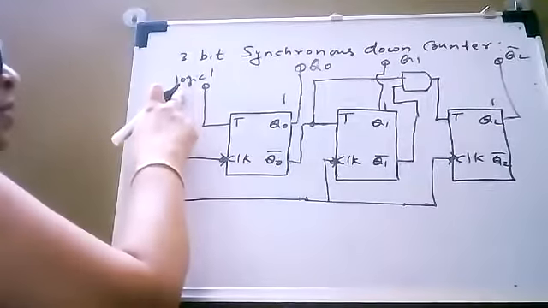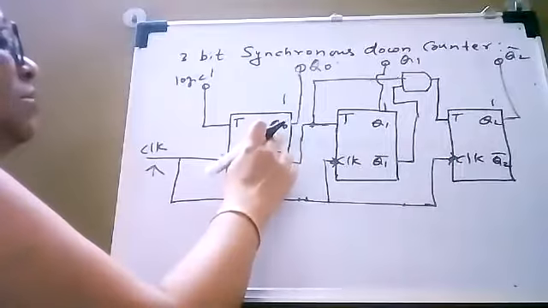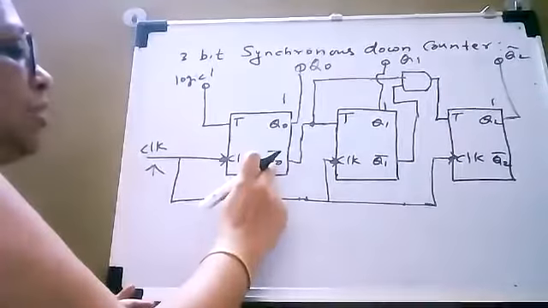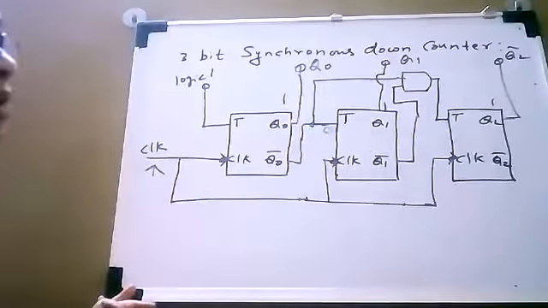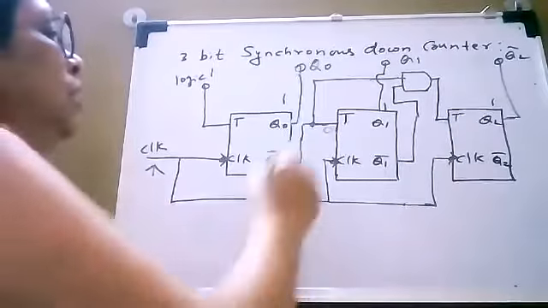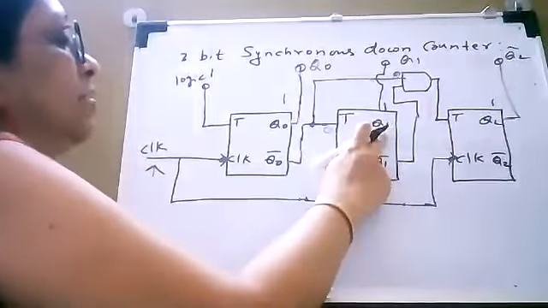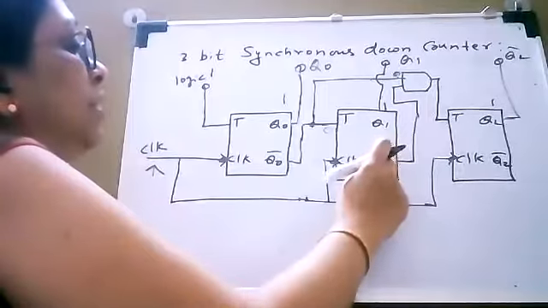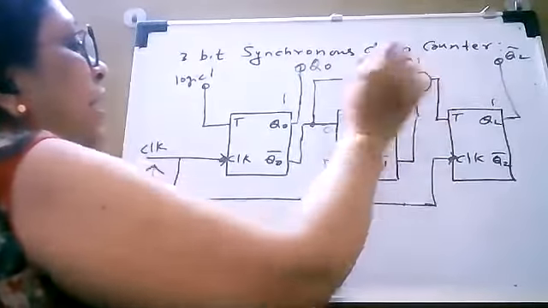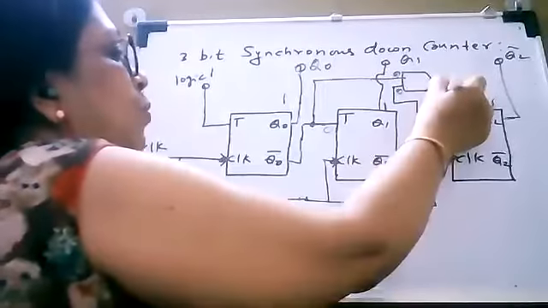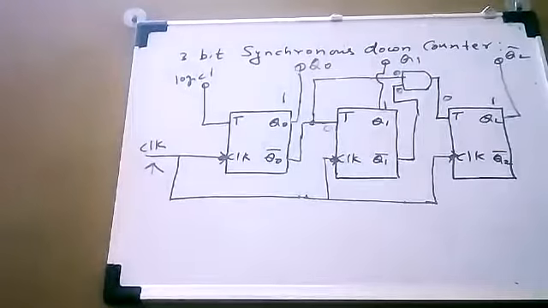The input of the first flip-flop is permanently tied to logic 1. So it is at logic 1. Here as Q0 is 1, Q0 bar will be 0. So 0 will be applied as input to flip-flop number 2, and the same 0 is applied to the AND gate. Similarly, as Q1 is equal to 1, Q1 bar will be equal to 0. So both the inputs of the AND gate are equal to 0, so its output will be 0. So 0 is present at the input of the third flip-flop.